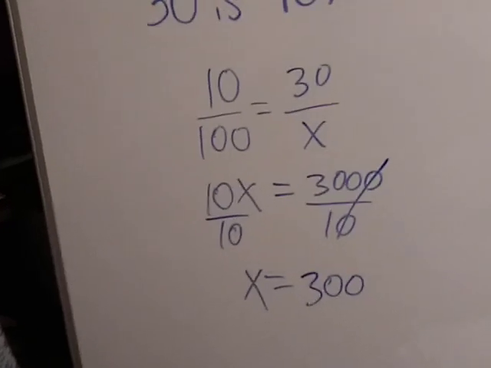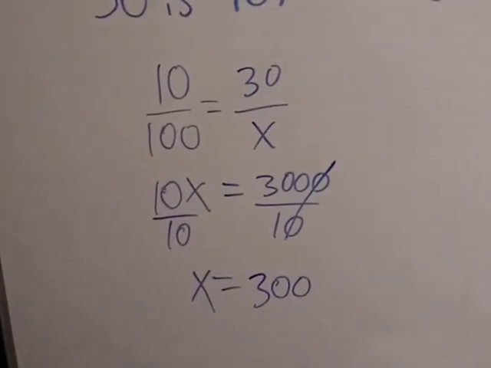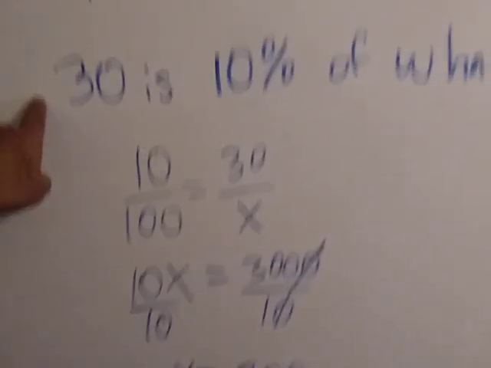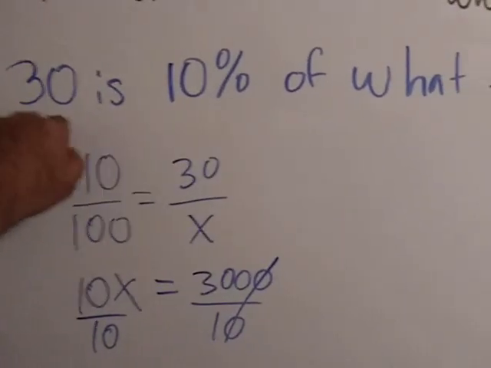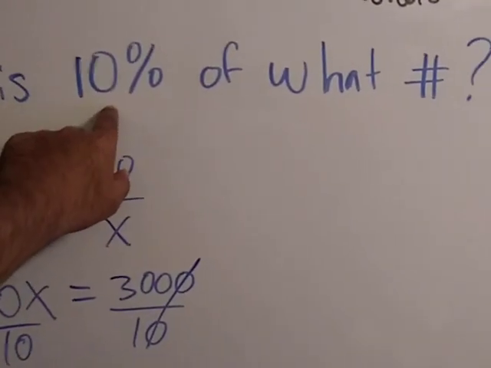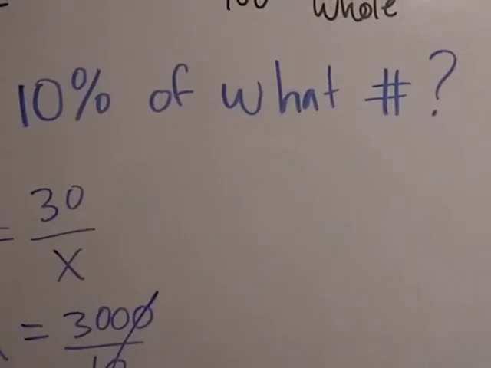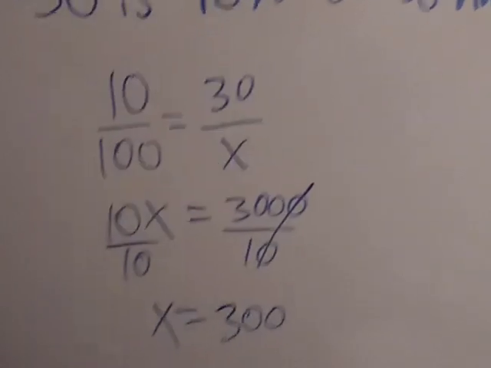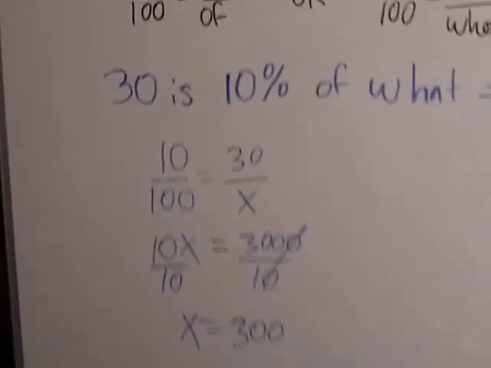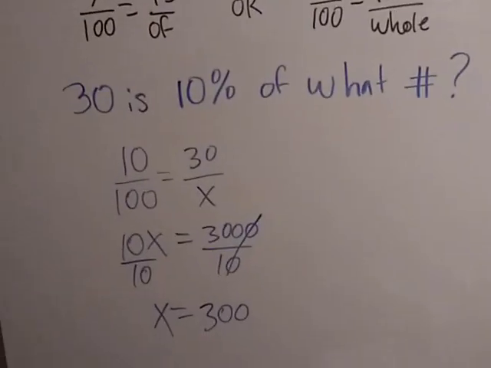Okay, so if you were to plug in that value that we found of x into the original question, you can say that 30 is 10% of 300, because that, what number, would be the 300 that we solved out here. Okay, so I'll let you guys see that right there.